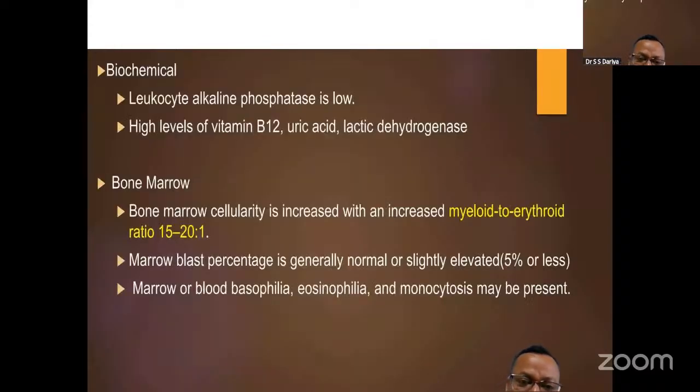In biochemistry, the LAP score is low, with high levels of B12, uric acid, and LDH. Once you go for a bone marrow finding, there is an increased M:E ratio. Normally we know that it is 3 to 1, but in CML the M:E ratio increases to 15 to 20 to 1. The marrow will show blasts that may be slightly elevated, 5% or less, and you will find basophilia, eosinophilia, and monocytosis during the bone marrow examination.